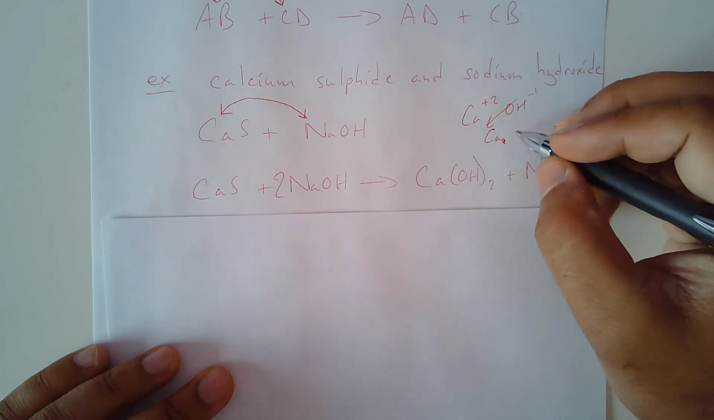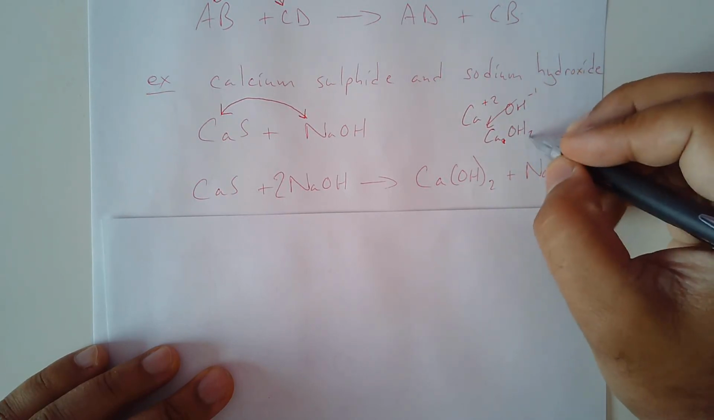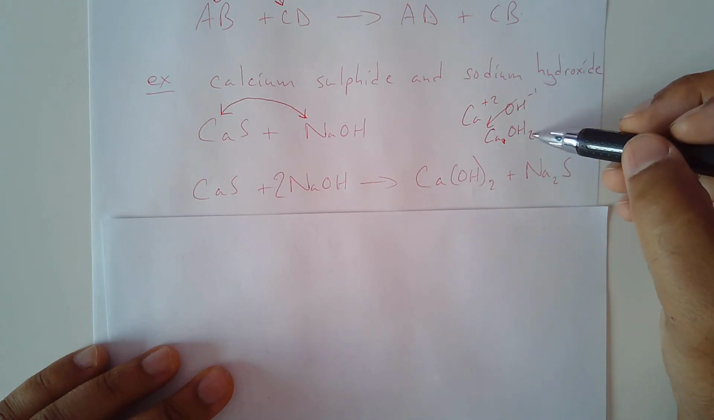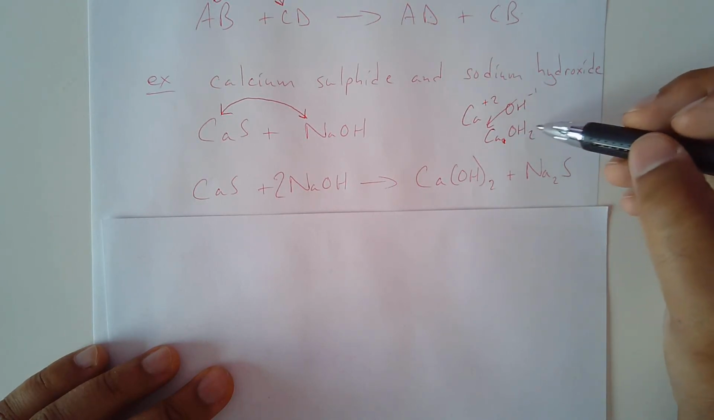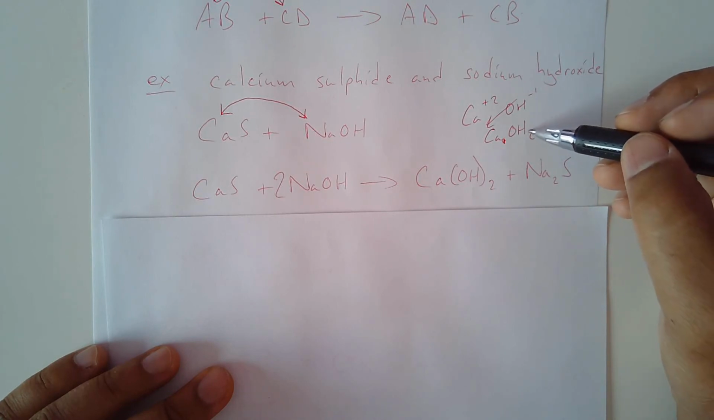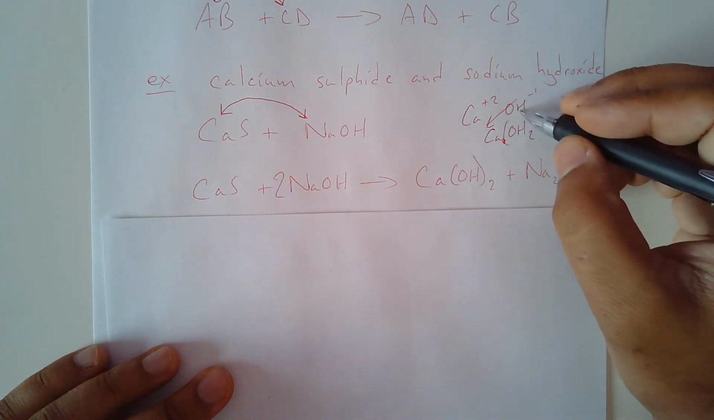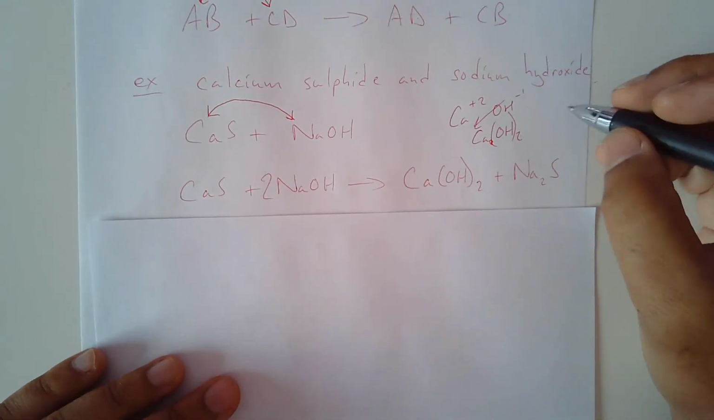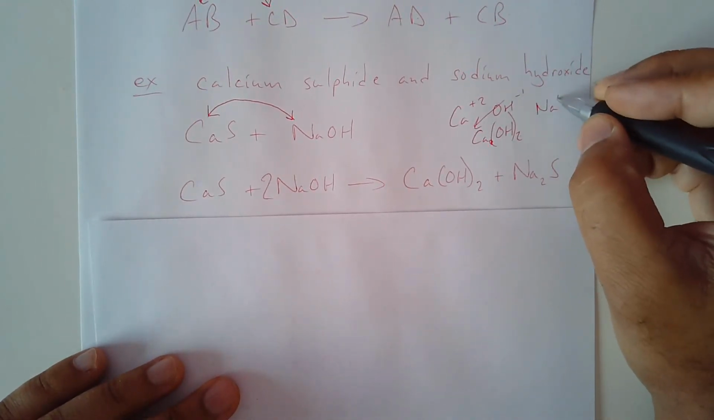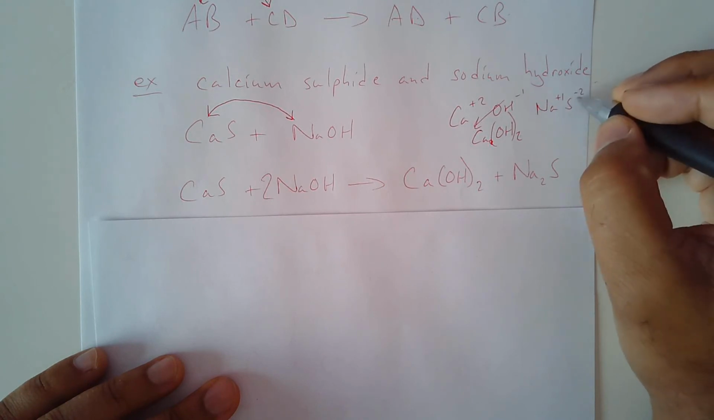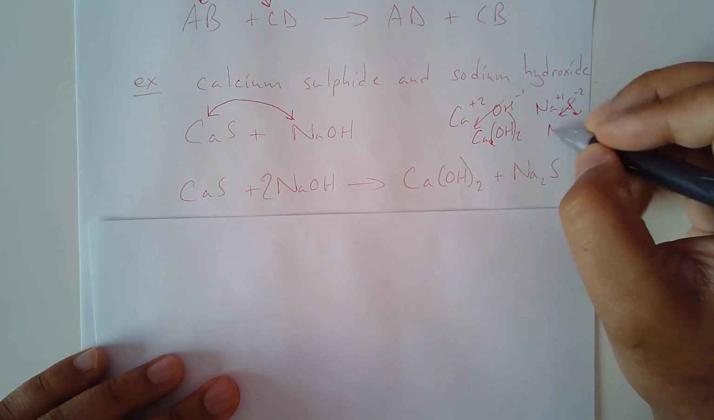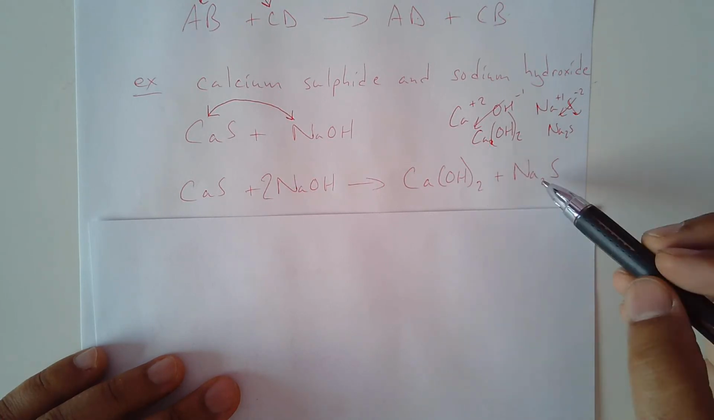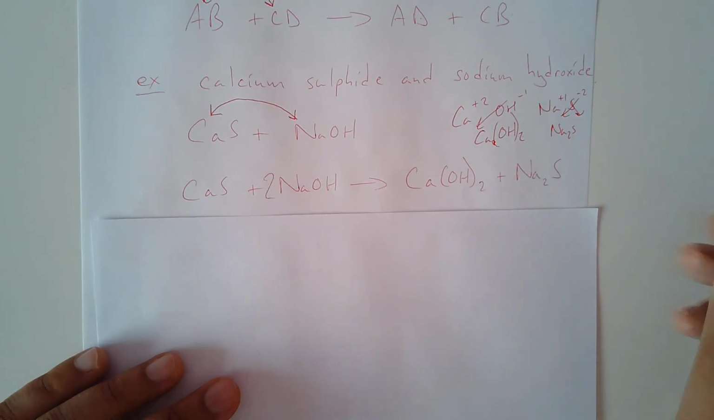Calcium is +2, hydroxide is -1, so it's going to be Ca1, well, we don't put the 1 in there, right? OH2. Remember what was wrong with that? This means there's 2 of the OH, and the way I have it here is incorrect because this just says there's 2 of the H, right? So we've got to put brackets around there. And then Na and sulfur. Na is +1, sulfur is -2, and this is why you get Na2S. Okay, and so here's your products, and then again we've got to balance it.